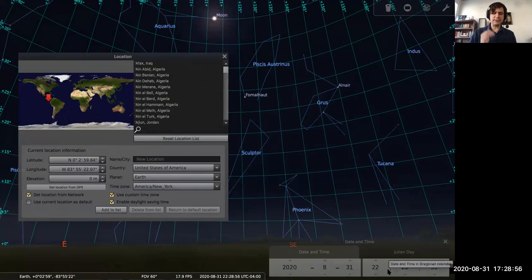So you have to specify the location that you are and the time that you are going to be looking if you use the horizontal coordinate system. Because the horizontal coordinate system is fixed to your local sky. Your local sky depends on your locale, where you are located.